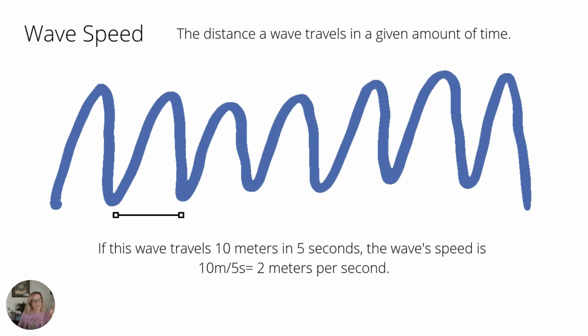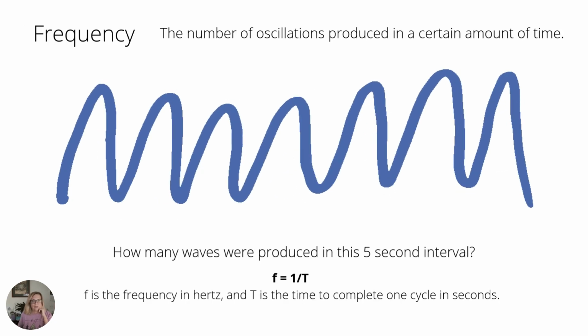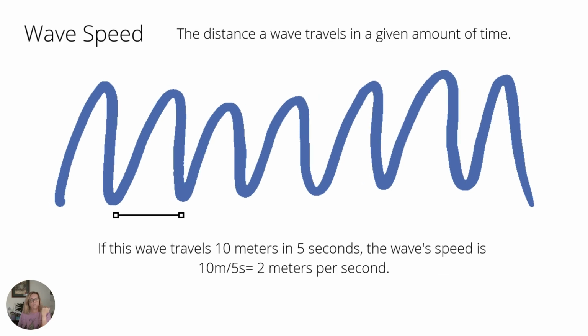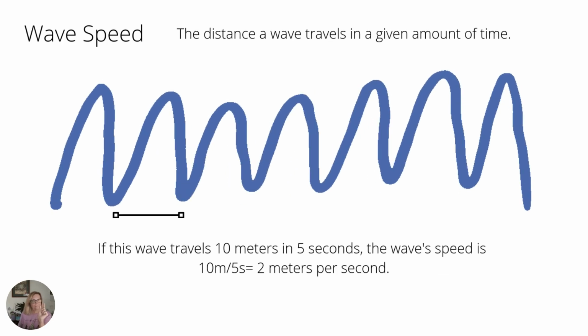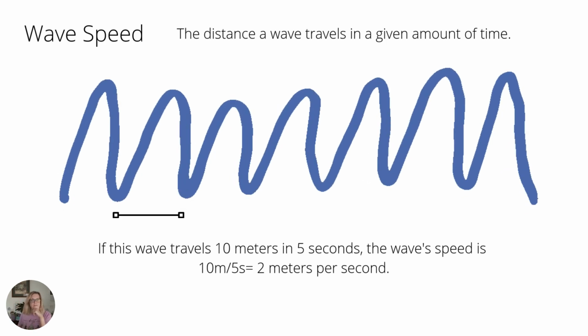That one, the last one, frequency, let me go back to that one, is we're measuring how many waves are coming at us in a certain amount of time. This one, wave speed, we're measuring one wave and how far it travels, okay? So this one is a different formula.